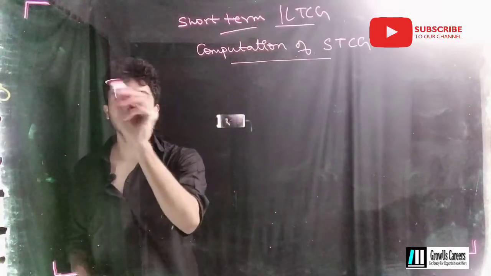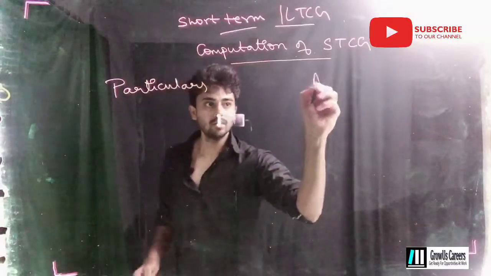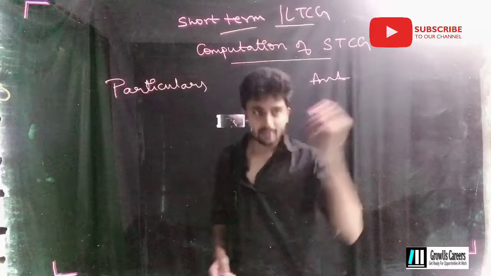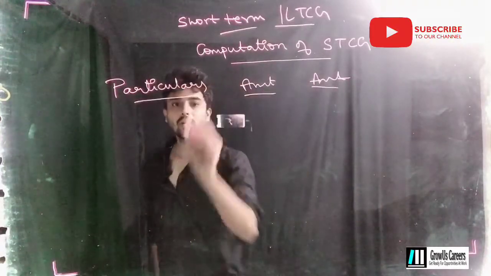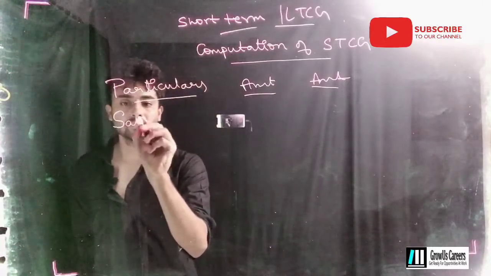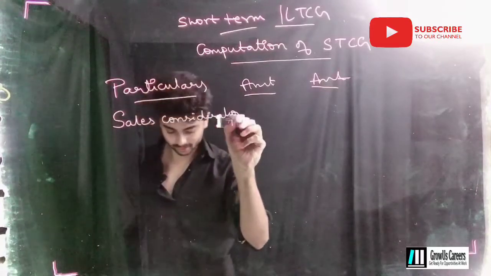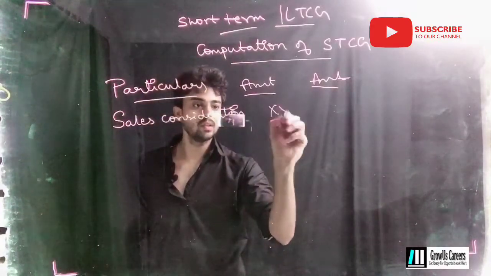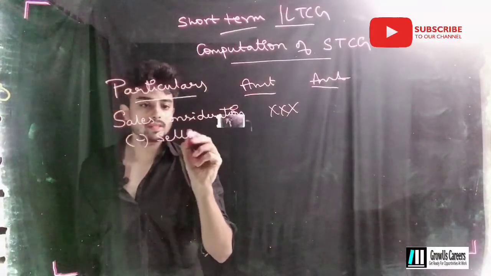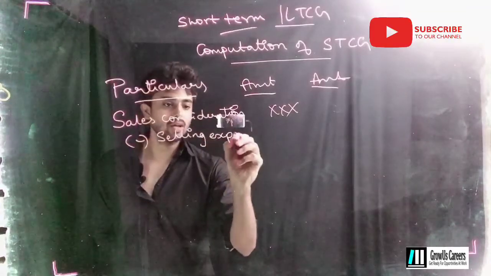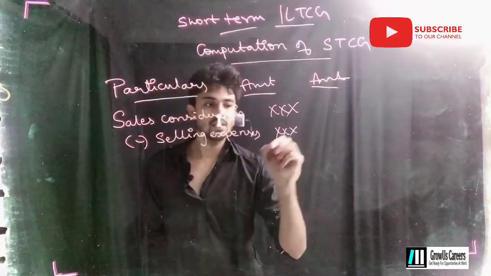So there will be two columns, particulars and amount, right? Okay, first will be sales consideration. Here will be the amount minus selling expenses. So if you have any selling expenses, you have to deduct from the sales consideration.